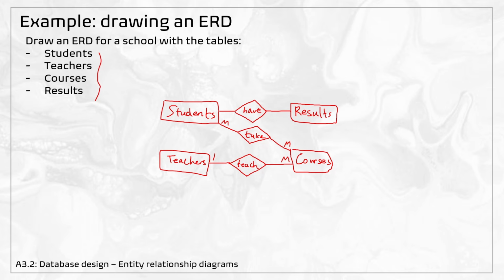And finally, for this relationship, one student has one set of results, and one set of results belongs to one student. So this relationship is a one-to-one relationship. So we can draw 1 and 1 like this.